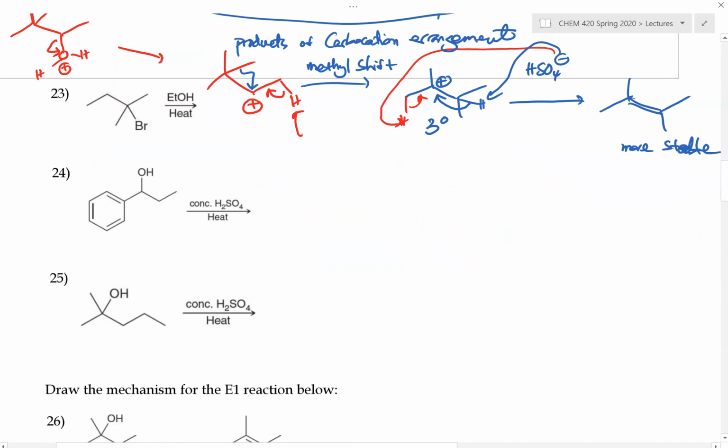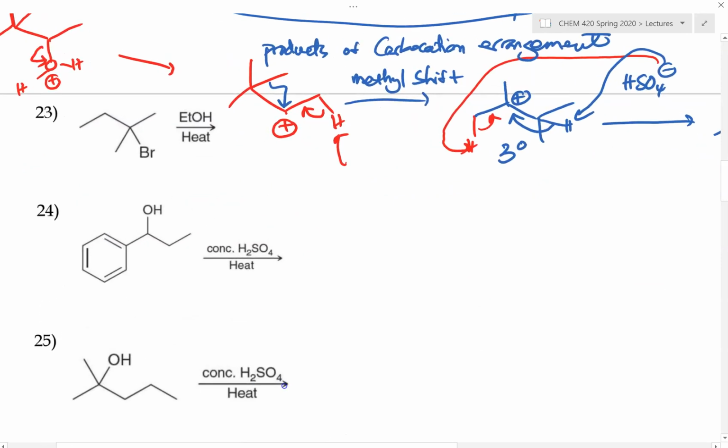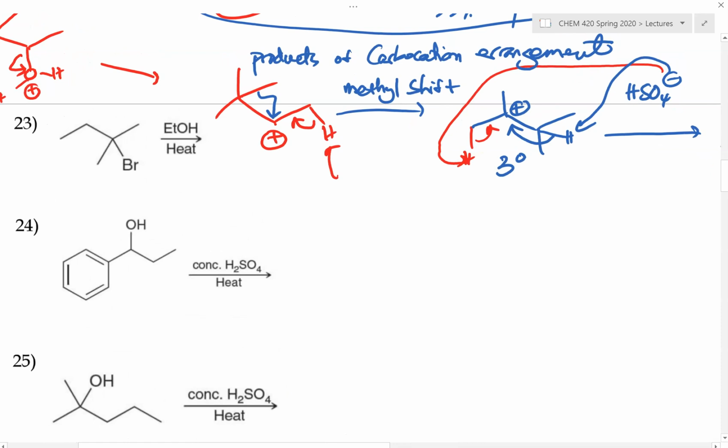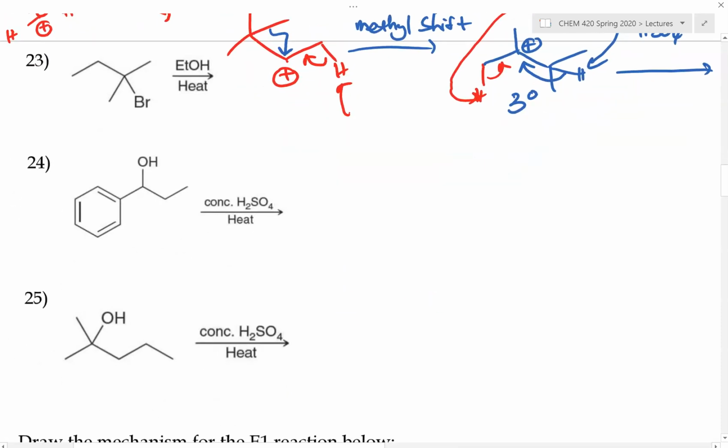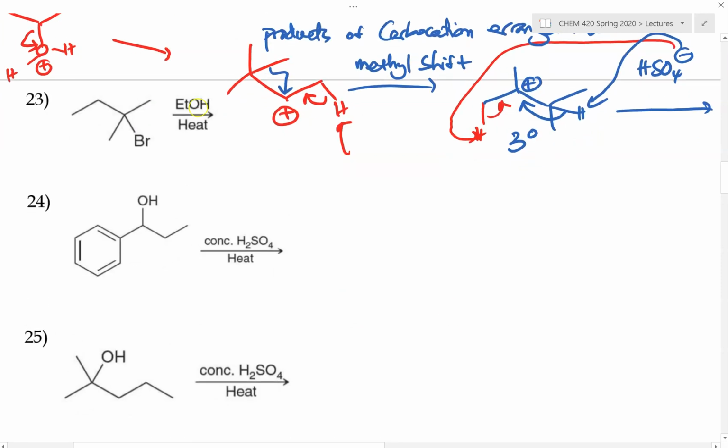Let's now try a few examples right here. Let's predict the products of these various reactions. So now let's try this example number 23. Here in this case, when we take this and react it with ethanol and heat it, what would be the product?